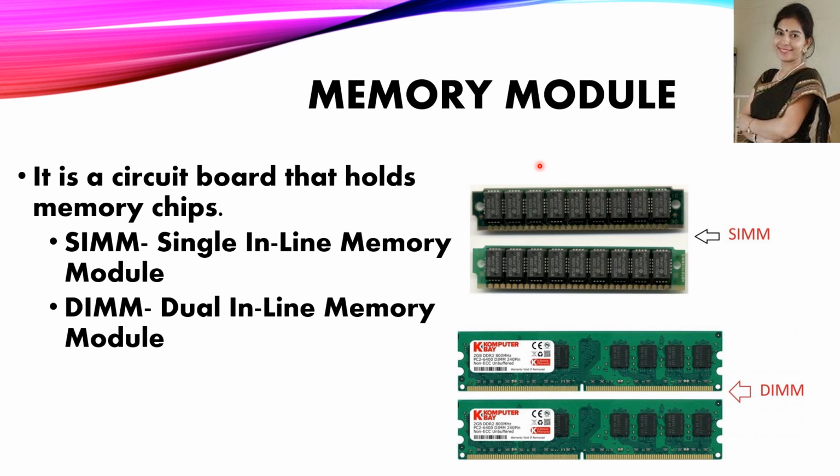Now the memory module. So what is a memory module? It is a type of circuit board that holds the memory chips, and it is of two types: single inline memory module and dual inline memory module. The single inline memory module has 30 or 72 pins, while the dual inline memory module has 168 pins.